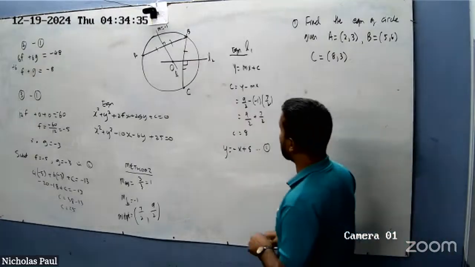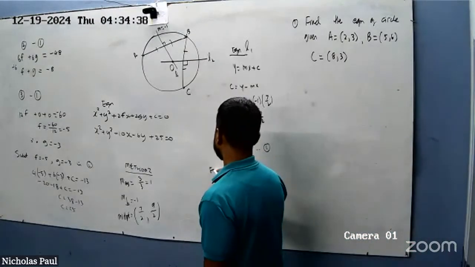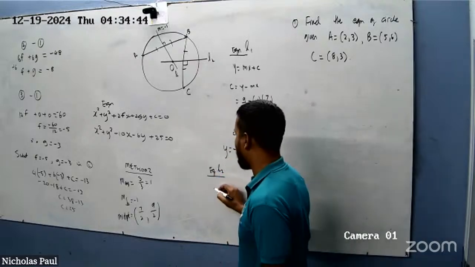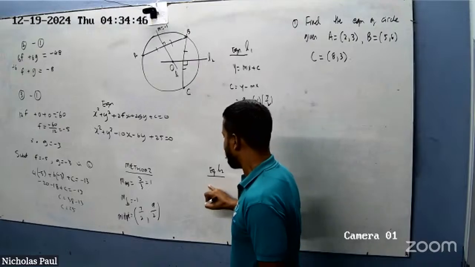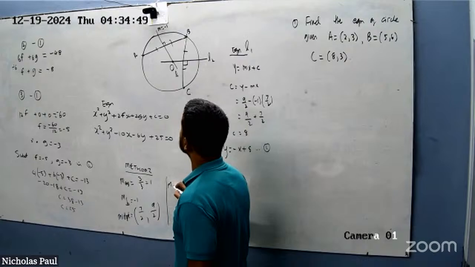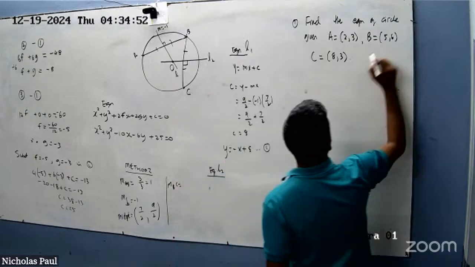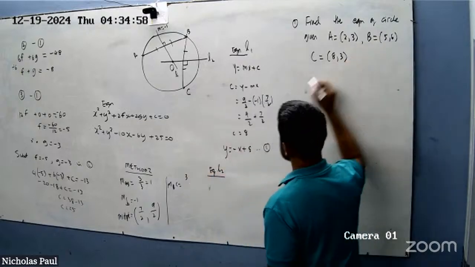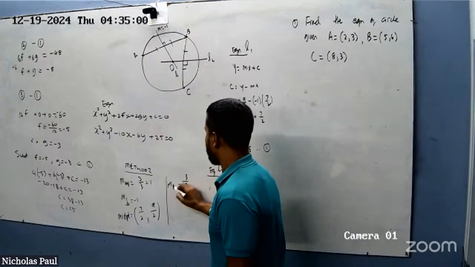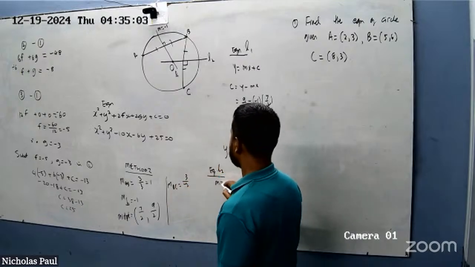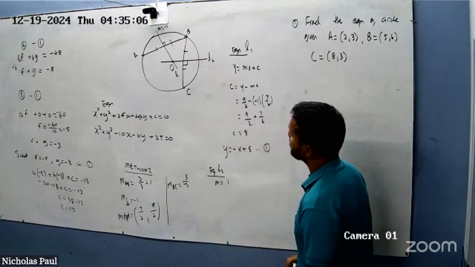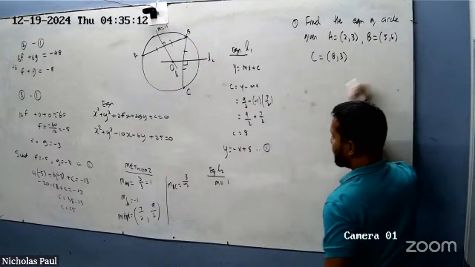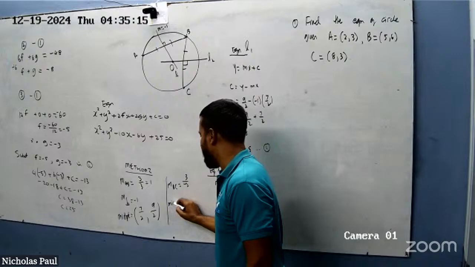Right, line 2 now. Equation of line 2. First thing we need to get is the gradient. Let's get the gradient of BC. So that would be 6 minus 3, that's 3, over 5 minus 8, that's minus 3. So the gradient is minus 1, so the gradient of the perpendicular here is plus 1. Anybody get that?